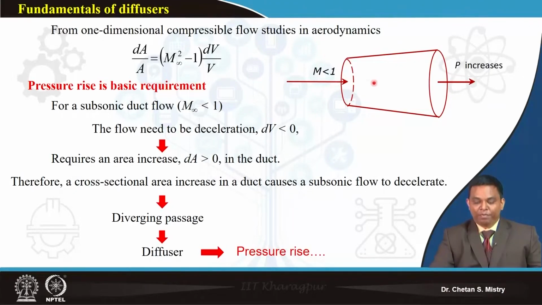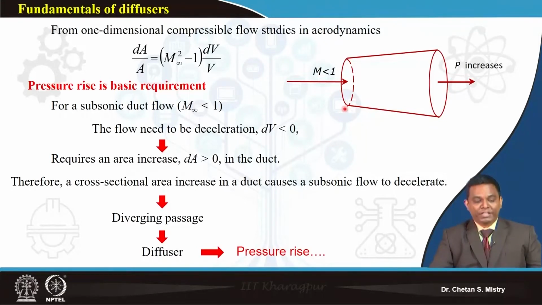Now this shape, aerodynamically, people used to say is a diverging passage. This shape is known as a diffuser. Basically, we are looking for an increase of pressure in our compressor. We can say we are diffusing our flow. So do not get confused with the terminology of rise of pressure or diffusion of my flow.